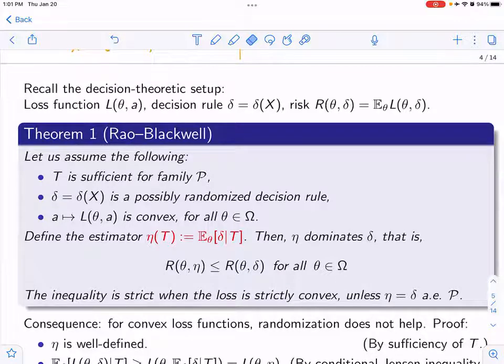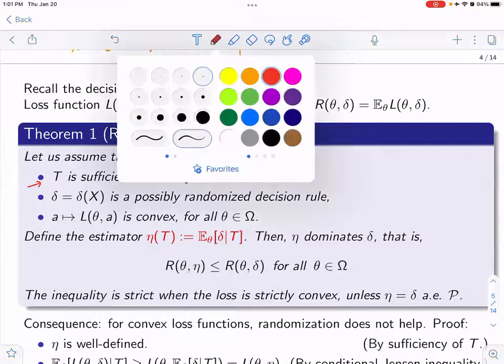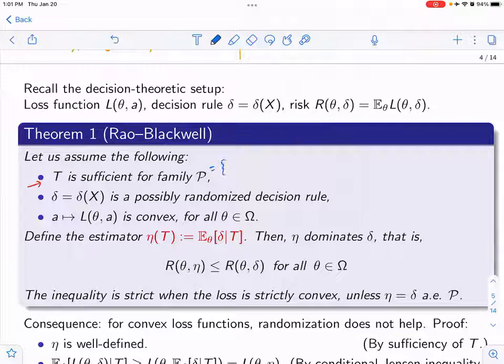we recall this decision theoretic setup. There's this loss function. There's a decision rule, an estimator, and then there's the risk, which is the expected loss. So Rao-Blackwell says something like this. Suppose T is sufficient. T is a sufficient statistic for a family P. We have an underlying probability family, right? So this is the set of P theta, theta being in omega, and T is T of X.